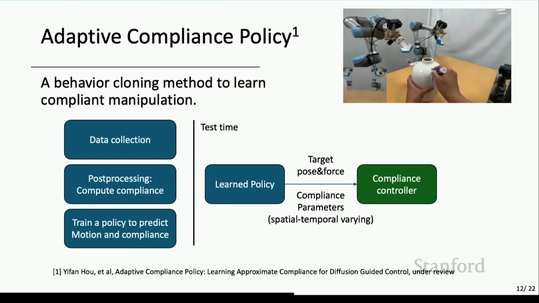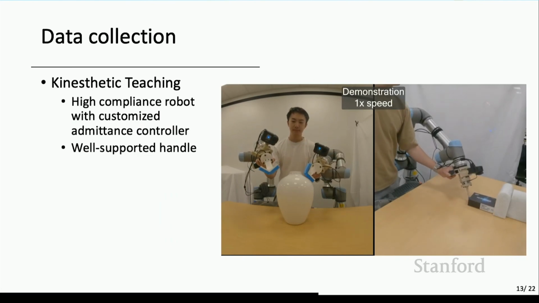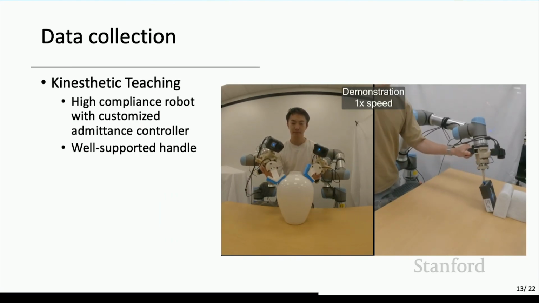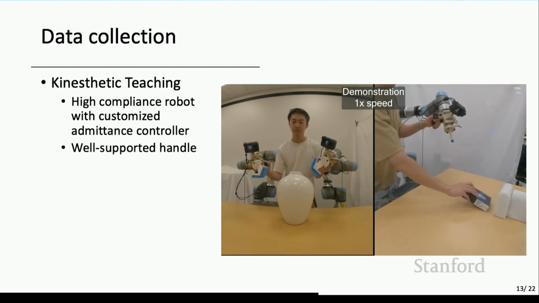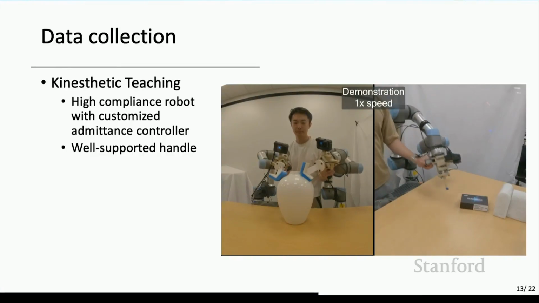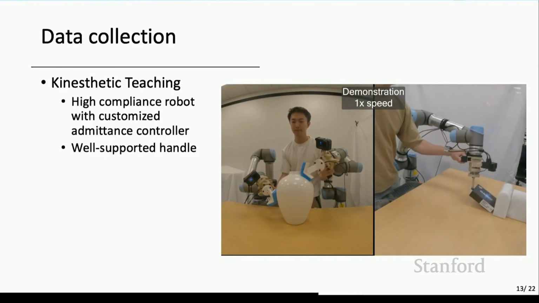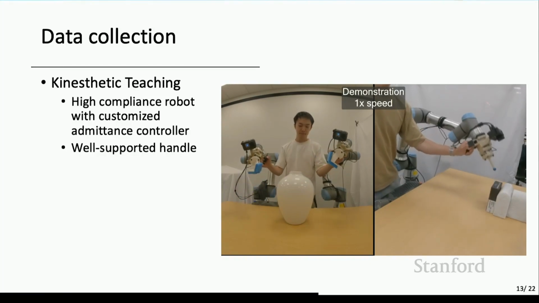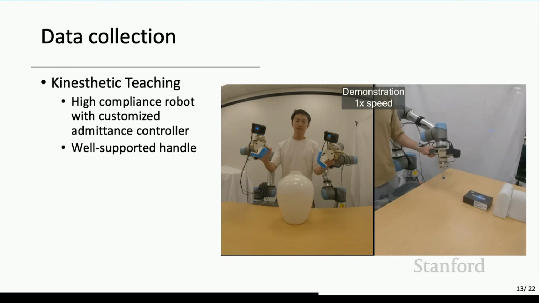So next, I'm going to talk about some of these modules in more detail. For data collection, we chose kinesthetic teaching, where we put a robot into a very soft mode using a customized admittance controller. So the robot has zero stiffness, a very low inertia, and a very low damping. So you can basically easily move it around and demonstrate different behavior. And with a well-designed handle, you can easily apply either force or torque to the robot.